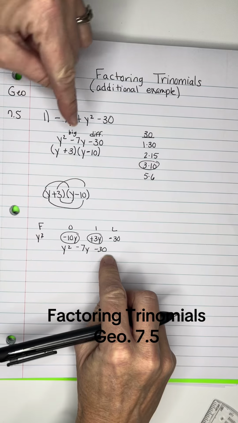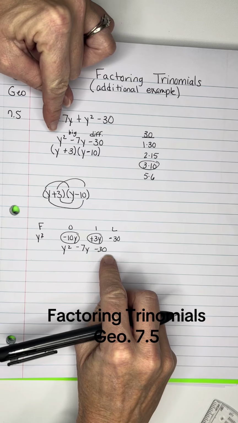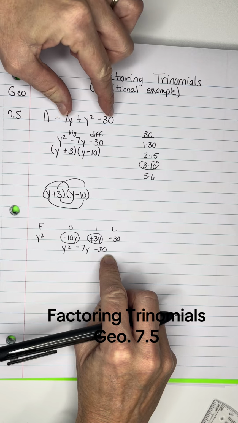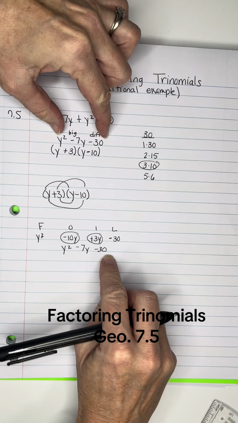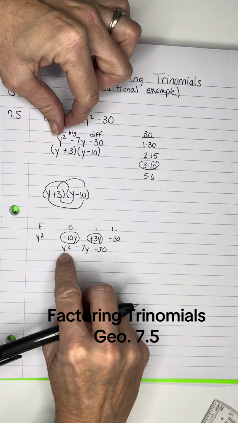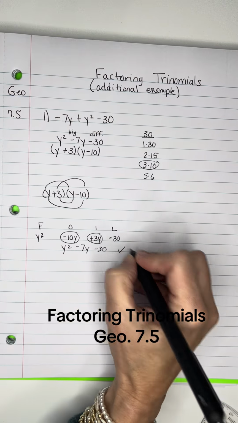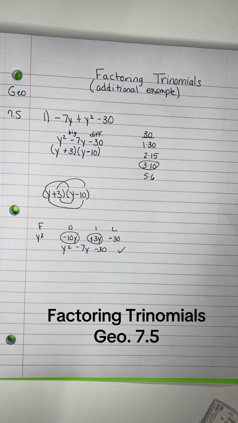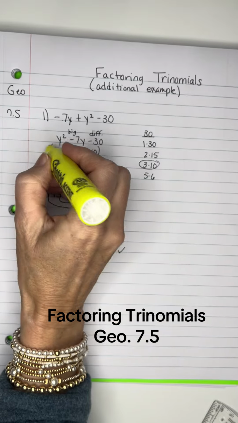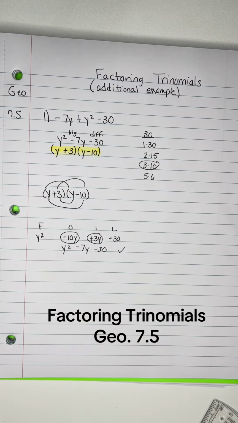When you get finished, go back and look to see is it what it began as. Now, not right here where we had it to begin with, but where we swap places. Y squared minus 7y minus 30, that's my check. So my solution when I factor is y plus 3 times y minus 10.